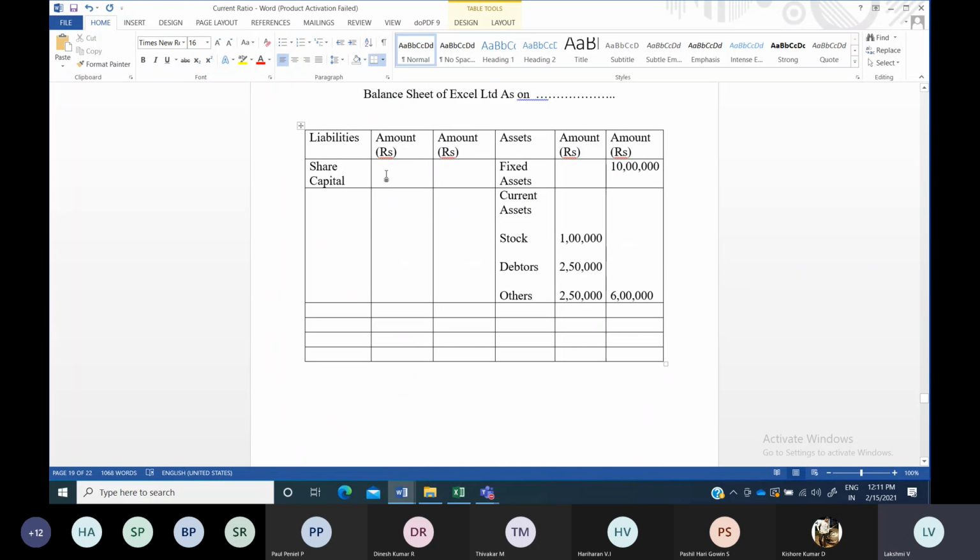Either you can show in the inner column, and the final amount in the outer column. Reserves 3 lakh. Okay. So now the final amount, 12 lakhs, has to be shown here. 9 lakhs plus 3 lakhs, you are showing it as 12 lakhs here.